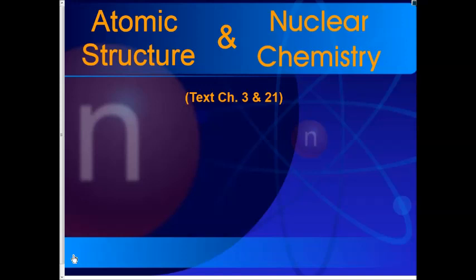Alright, Chem students, today we're going to start our atomic structure and nuclear chemistry unit. You need your notes packet, your practice packet, and something to write with.